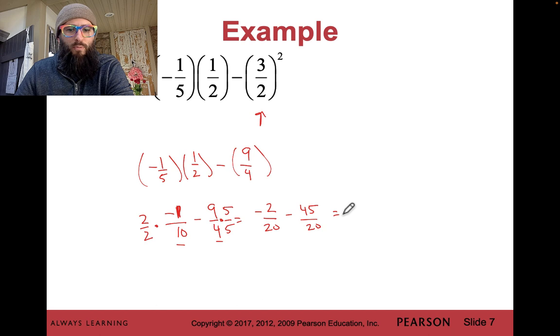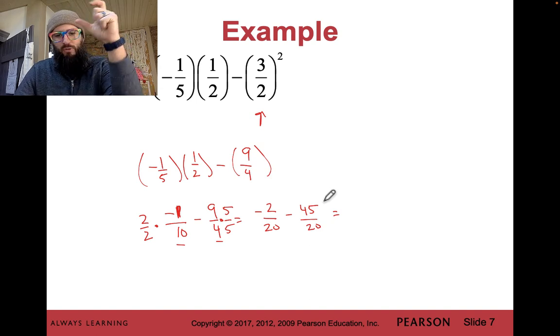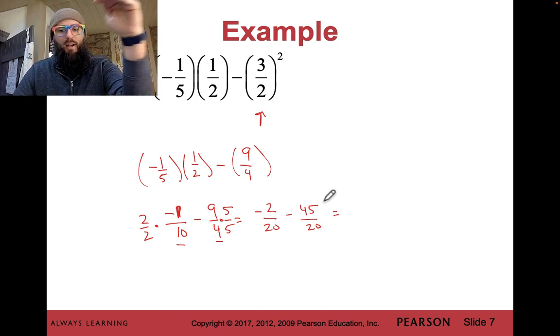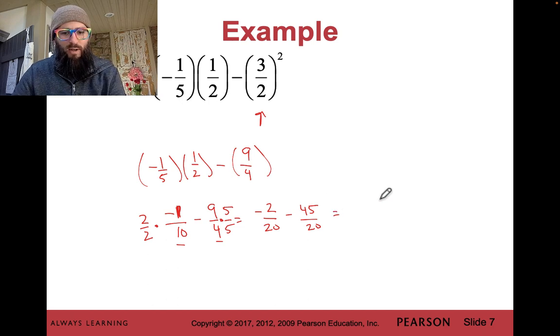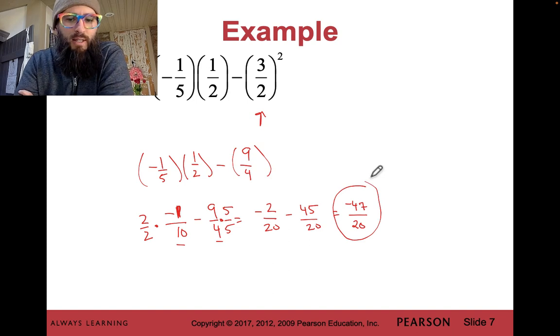So now that we've performed our simplification with the exponents and the multiplication, we now have negative 2 minus 45. The way I look at this type of operation, sometimes students get confused. If we're thinking about negative 2 minus 45, we can think about it like this: I'm 2 feet below the surface, and I'm going to dive down an additional 45 feet. That puts us at 47 feet below the surface. So the simplified version of this work right here is going to be negative 47 over 20.